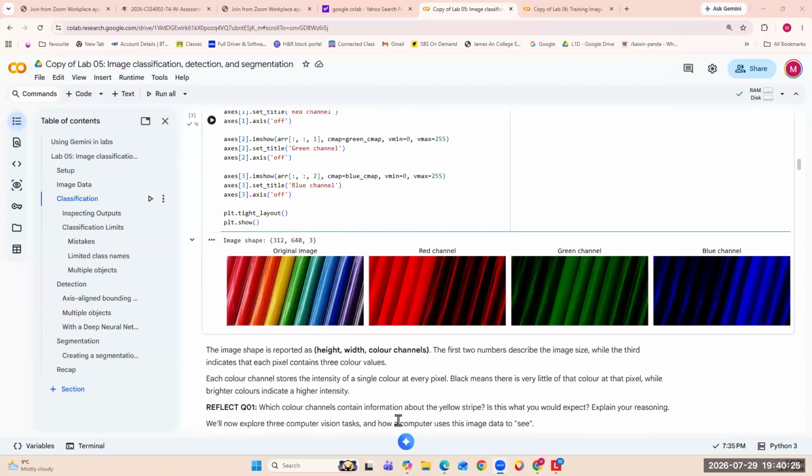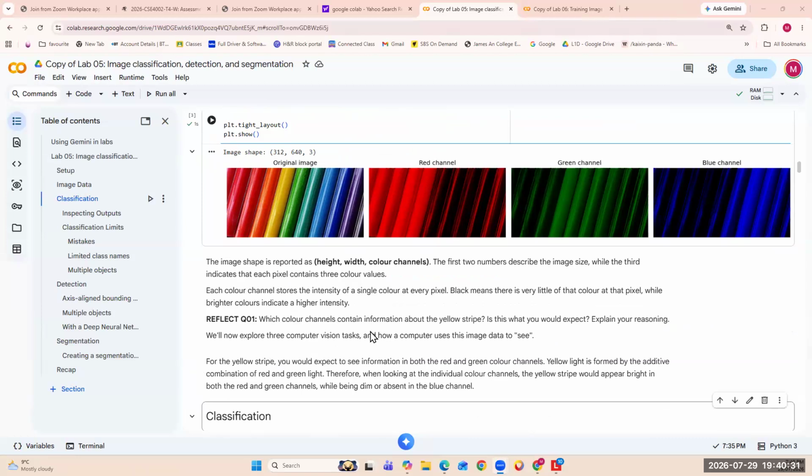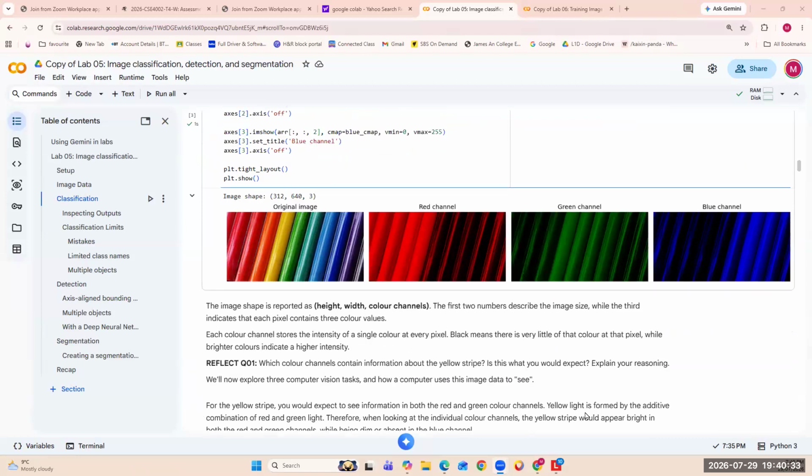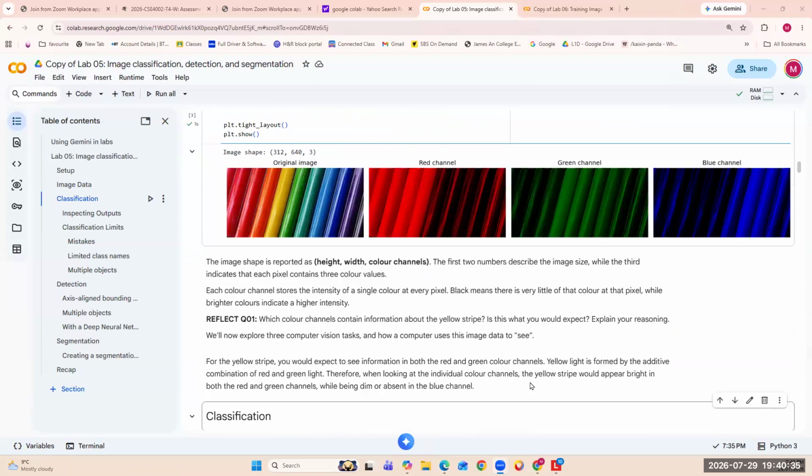I get some help from Gemini. It says yellow, like it's a combination. I think this is the set. It's formative, but I still don't understand after I read that. This is the answer that Gemini provides. So it's not your answer? No, I was getting help from here.